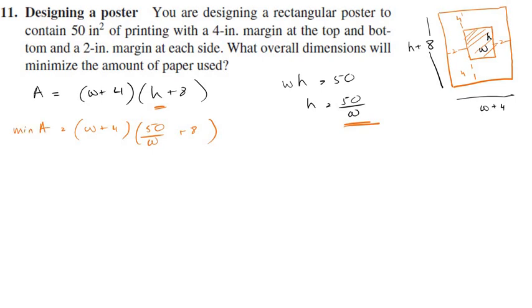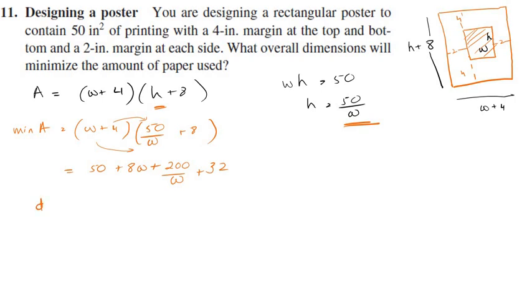So the way to minimize A is we differentiate it and make it equal to 0. Before we differentiate it, we'll multiply this out and simplify. When we multiply, W times 50 over W gives 50, and W times 8 gives 8W. Then 4 times 50 over W gives 200 over W, plus 4 times 8 is 32. Now we can simplify it easily.